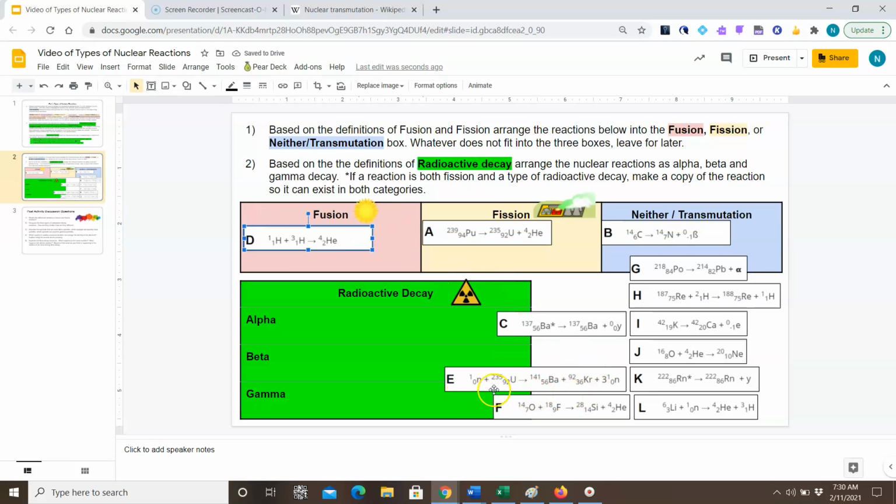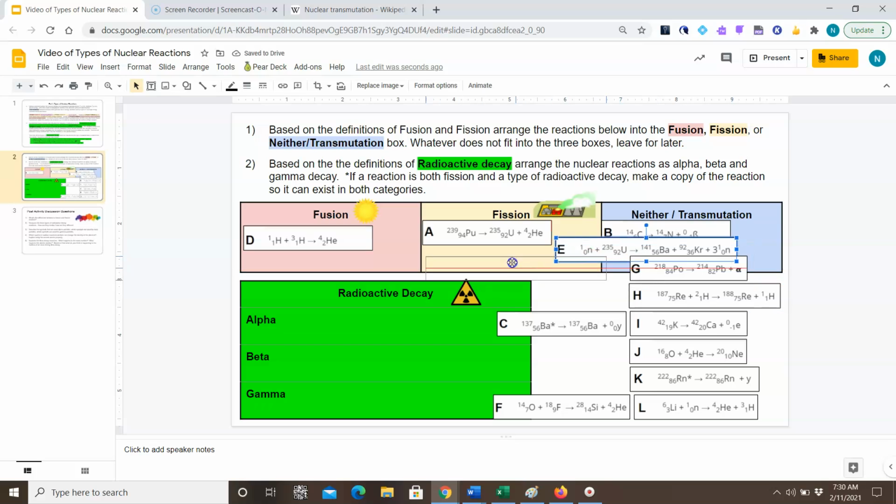All right. How about E? We take a look at this one. We're starting off with, this is a neutron, and we have uranium-235, and then a bunch of other things. What do you think that is? Now, if you're thinking, wait a second, we have two things, and then we're making a bunch of other different things, well, that will go into transmutation. That's actually not quite correct.